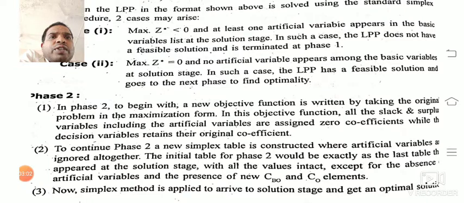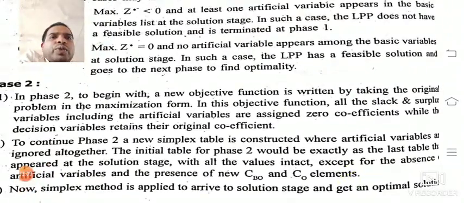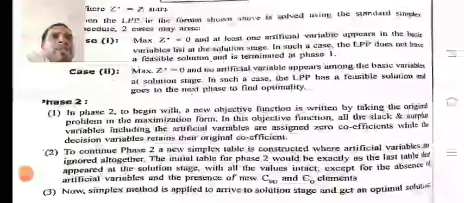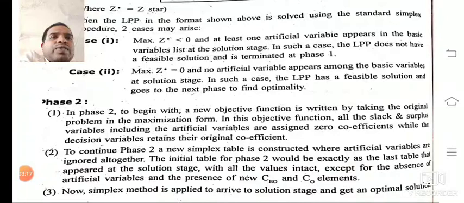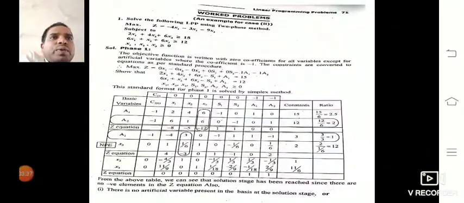The second step is to continue phase 2. A new simplex table is constructed where the artificial variables are ignored. The initial table for phase 2 would be exactly the last table that appeared at the solution stage, with all the values intact except for the absence of artificial variables and the presence of new CB and CJ elements. Third, the simplex method is applied to arrive at the solution stage and get the optimal solution.